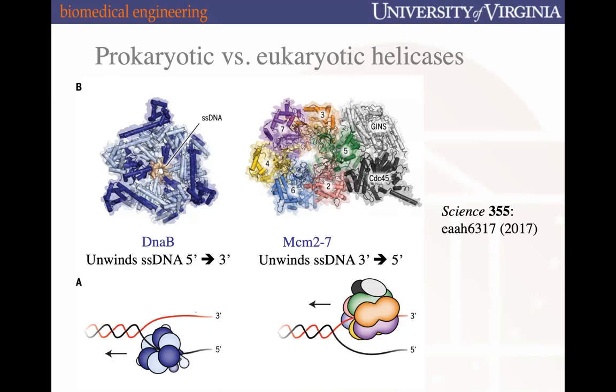And so in prokaryotic cells, their helicase is DNA-B. You're seeing a simplicity in the nomenclature that's been developed for them. So DNA-B is a prokaryotic helicase. And in mammalian cells, the mammalian helicase is the mini chromosome maintenance complex, or MCM. And so it's another multimeric complex that helps to unwind or melt the DNA that's important for replication.